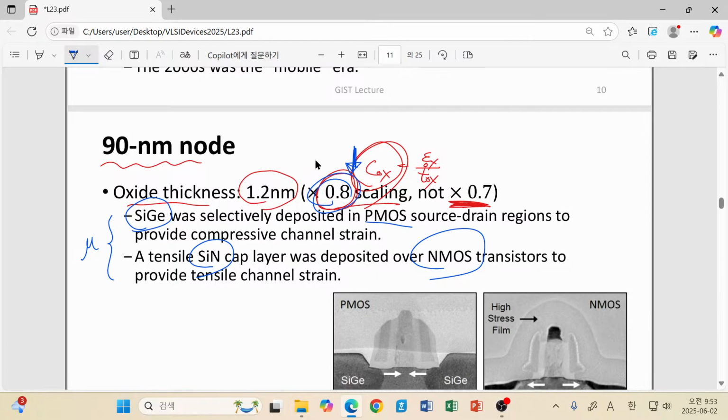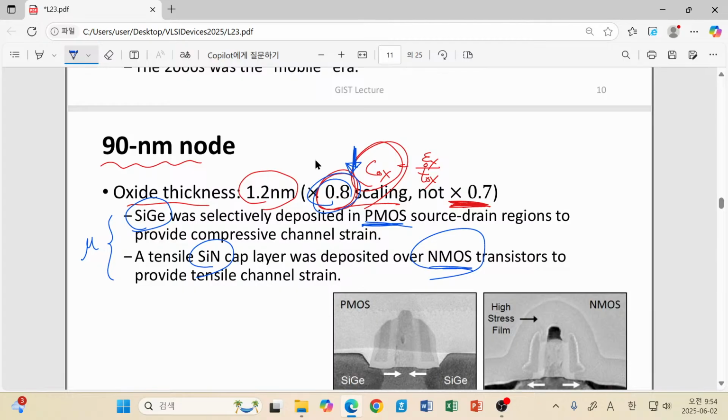As you can see, in order to get this performance boost, in the case of a PMOSFET, we need silicon germanium. And in the case of an NMOSFET, we need silicon nitride. It means that depending on the polarity, we have to introduce different stressors, the technique to apply stress into our channel. So it makes our device fabrication process even more difficult.